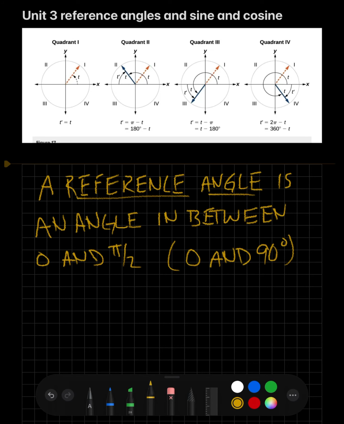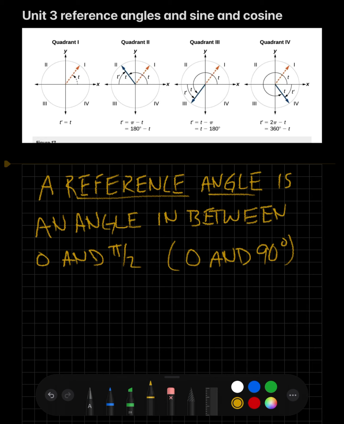Hello, pre-calculus, welcome back. In this video, we're going to talk about reference angles. A reference angle is an angle in between 0 and pi over 2. I'm going to show you this picture in your textbook and try to mark it up a little bit and give you a little bit more of an understanding of what that means.